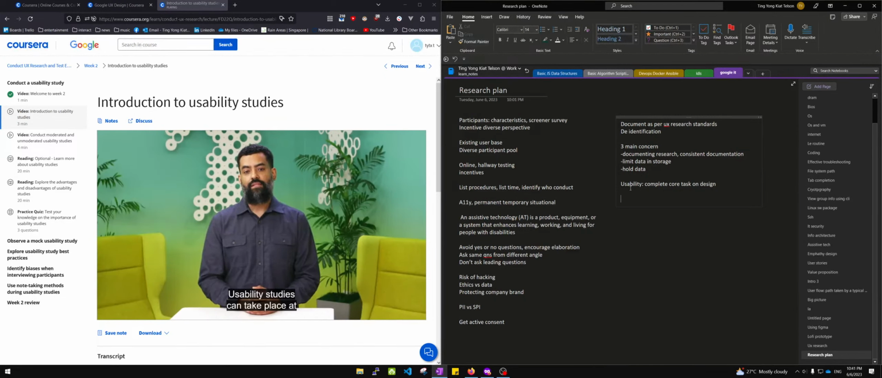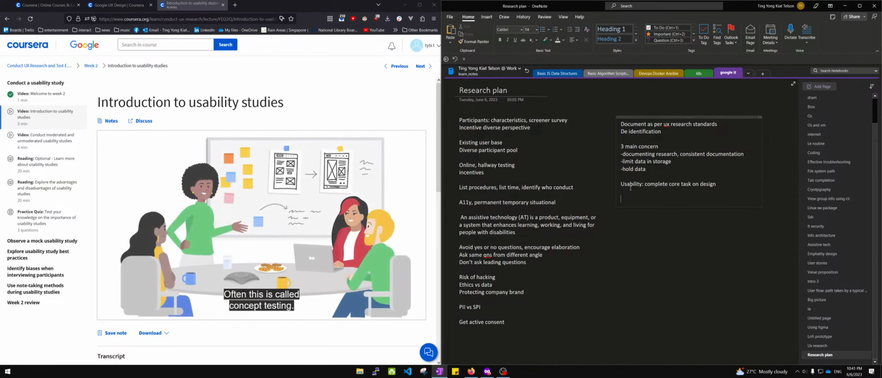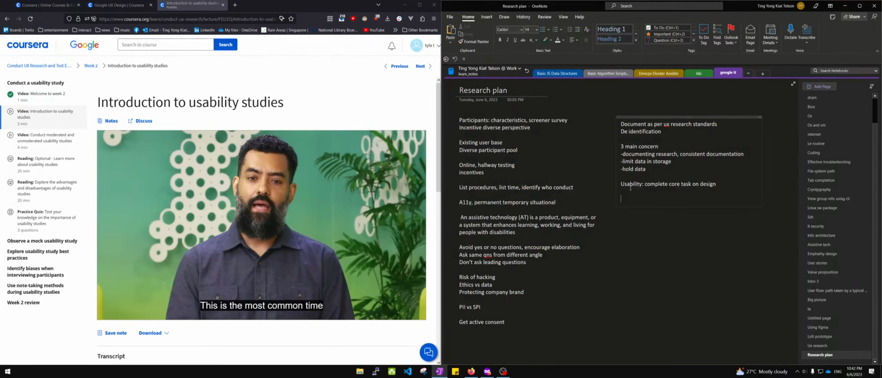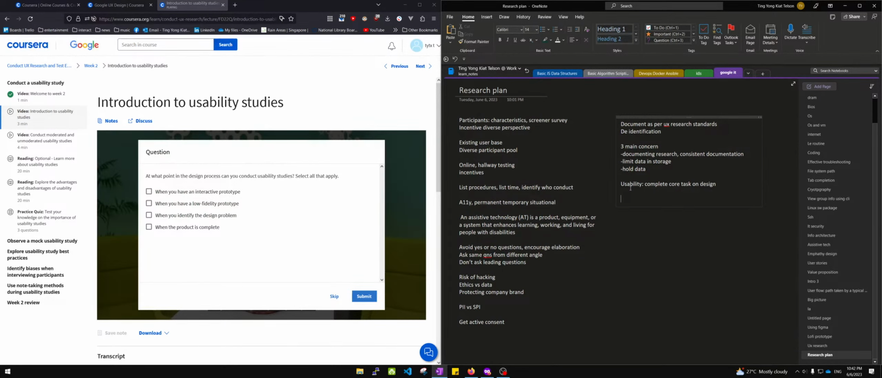Usability studies can take place at various points in the design process. You can conduct a usability study when you have an early idea, like a lo-fi prototype that is only somewhat interactive. Often this is called concept testing. You can also conduct a usability study when you have an interactive prototype. This is the most common time to conduct a study because it gives the design team insight on what needs to be revised or added before the product launches. You can even conduct a usability study with a product that is complete. You may want to change a feature of the product or test if the product is usable with a specific group of people.